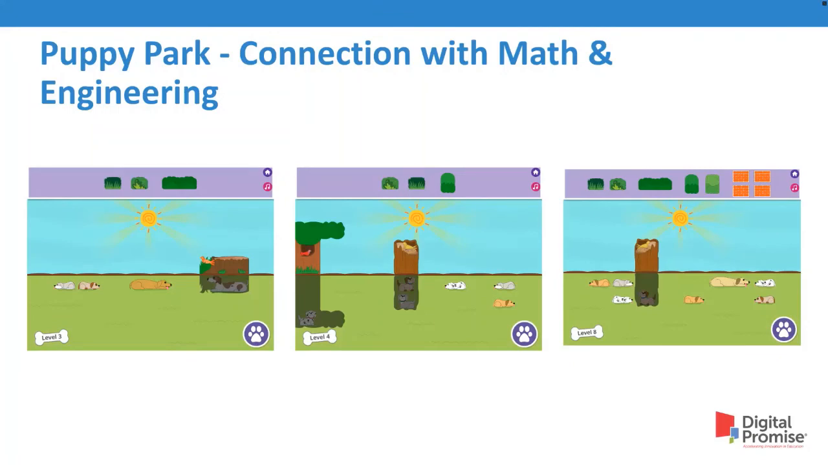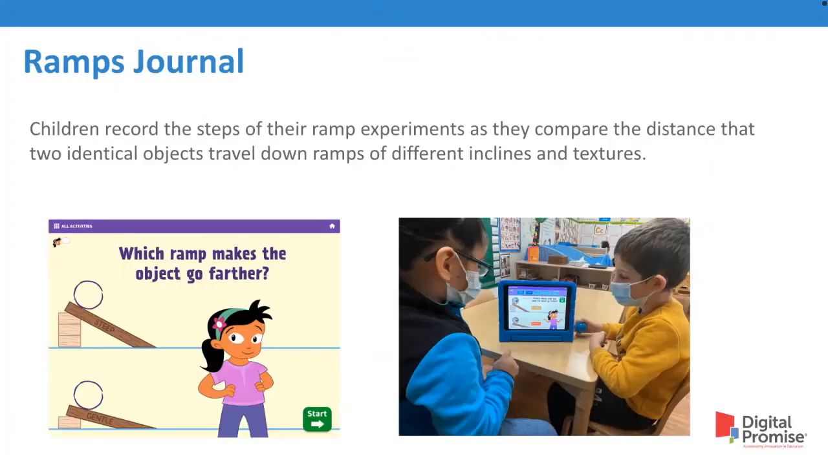For each unit, a few activities incorporate the use of a digital journal. In the ramps journal, for example, children can experiment with steep and gentle ramps and document their steps.